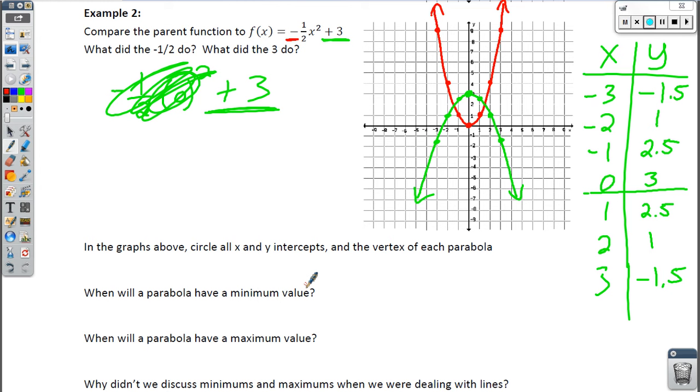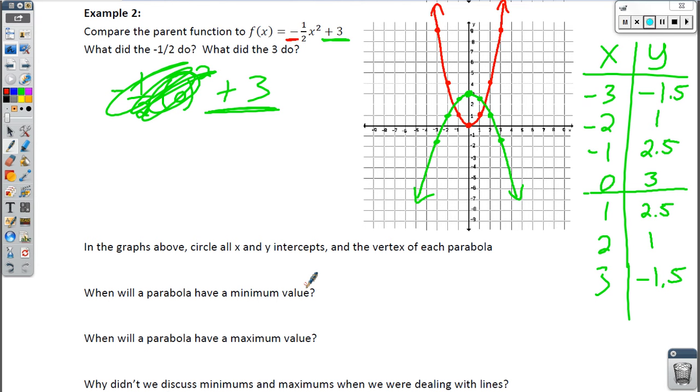And so that 1/2 shrinks the graph down a little bit, makes it a little bit shorter and fatter. And then the +3, just like we talked about, will raise the graph up 3. So the vertex goes from being at (0, 0) to being at (0, 3). The vertex, by the way, is that cusp, that turning point in the graph.